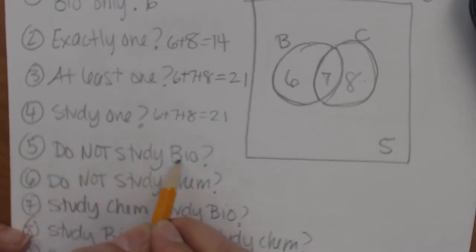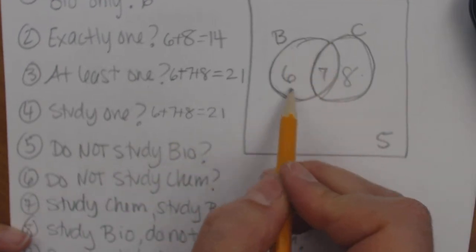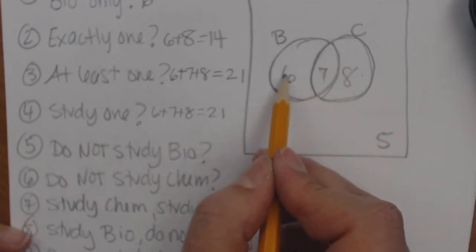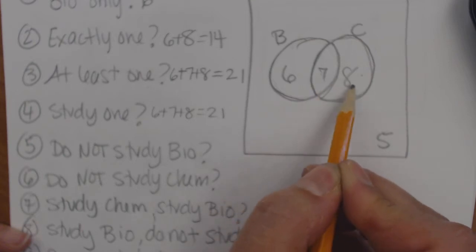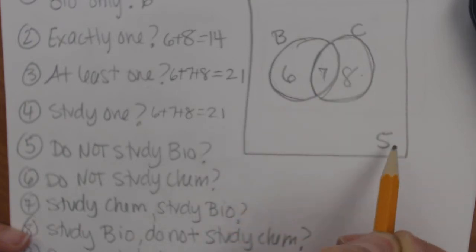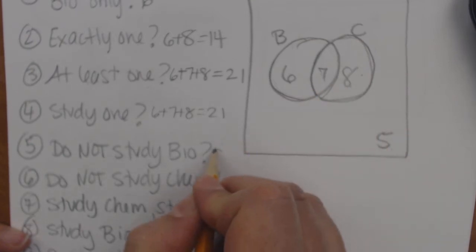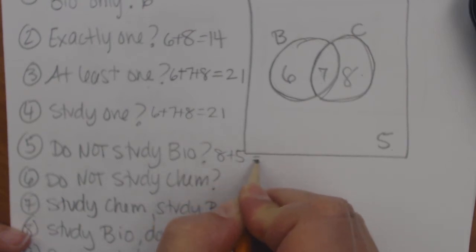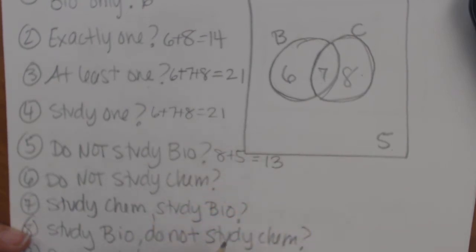Next one, do not study bio. So here is the biology circle, so we can't have any of the numbers that are in the biology circle. So we can't have those who just study chemistry and those that don't study anything. So we're going to do 8 plus 5, and we are going to get 13.